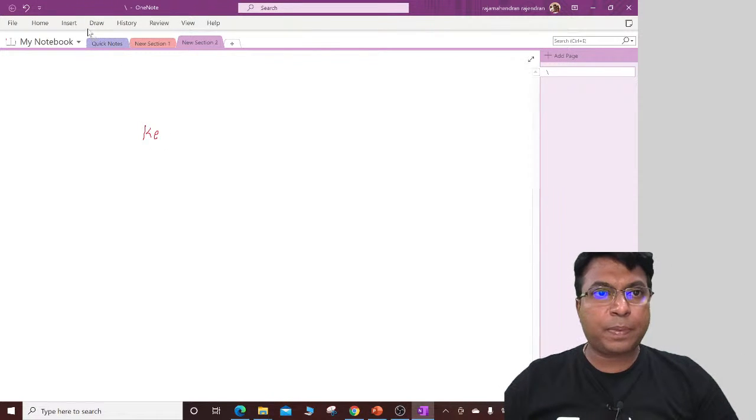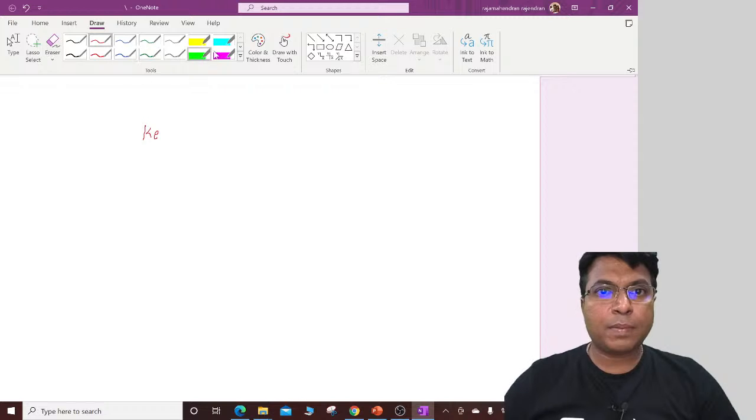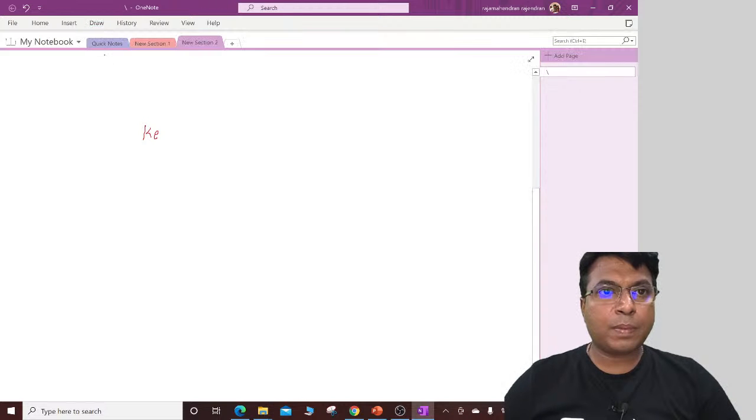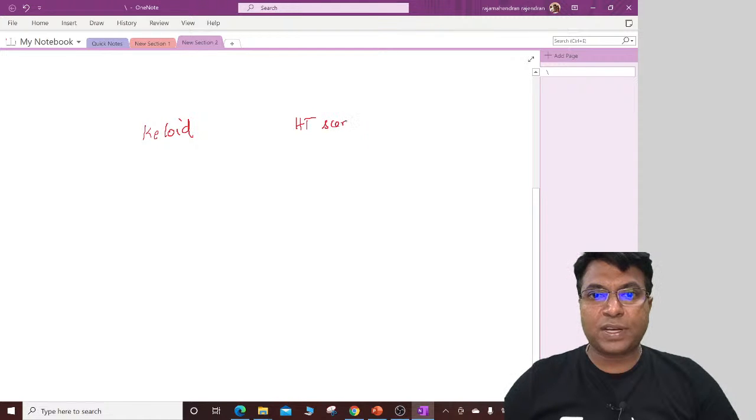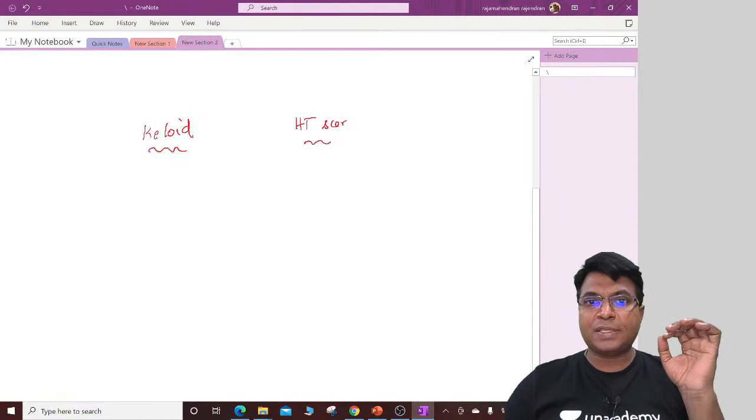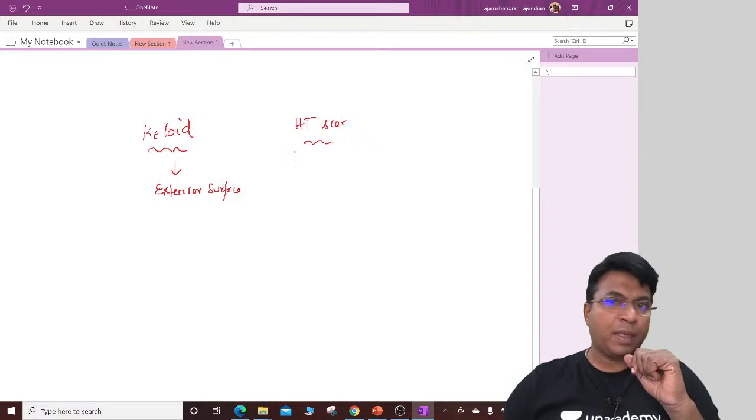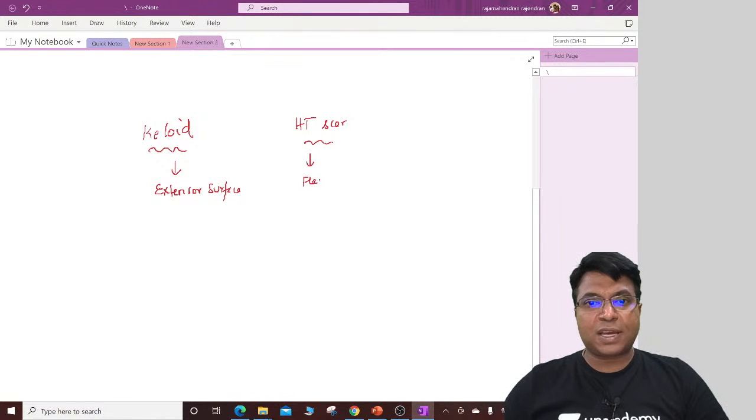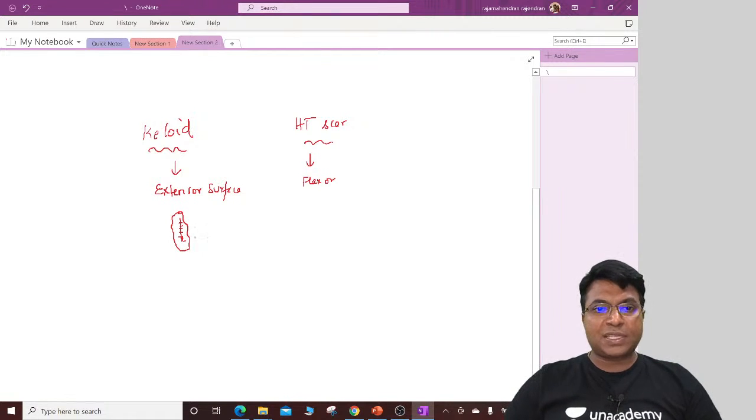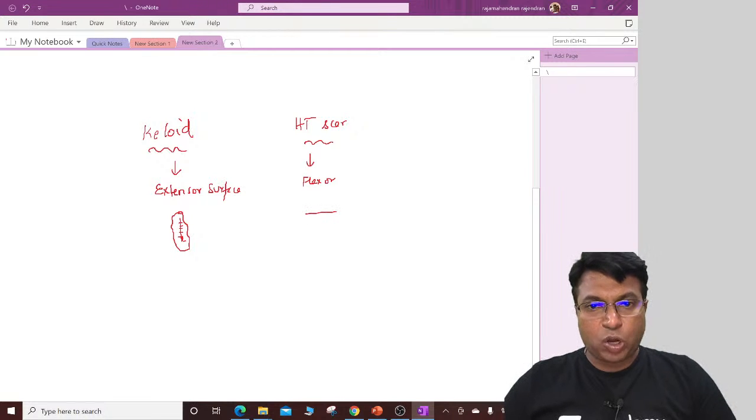So keloid and hypertrophic scar. Please know the differences. Some basic points you should know. Keloid is seen most commonly in the extensor surfaces. Very interesting point. Hypertrophic scar is mostly seen in the flexor surfaces. Keloid will extend beyond the original scar. If you do a surgery, it will extend beyond the original scar, whereas hypertrophic scar will be limited to the old scar.